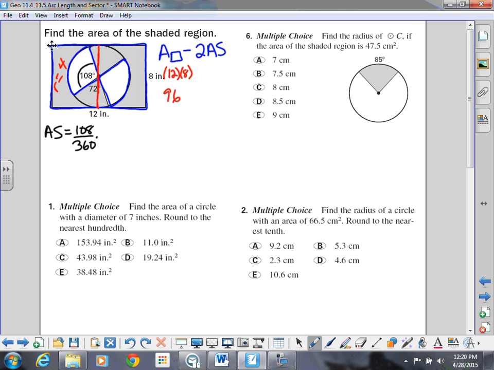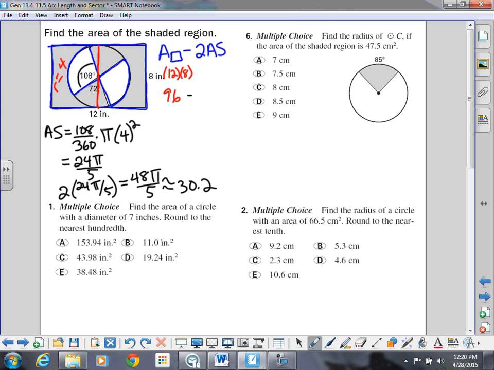So when I'm doing my area of the sector formula, I'm going to do pi times radius squared, so I'm going to do pi times 4 squared. If I plug that into the calculator, that gives me 24 pi over 5, which is about, well, I didn't get that decimal, I doubled it first. So if I double that, that's 2 times that. That's going to give me 48 pi over 5, which is about 30.2. Okay, so that's what I'm going to be subtracting up here, the 2 areas of the sector. So if I subtract that, that gives me a total of 65.8.